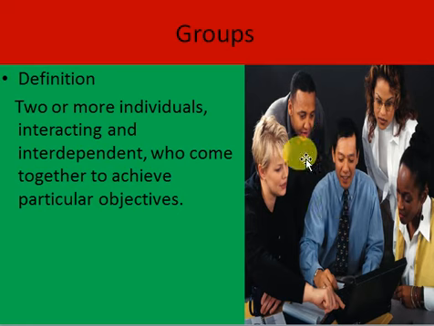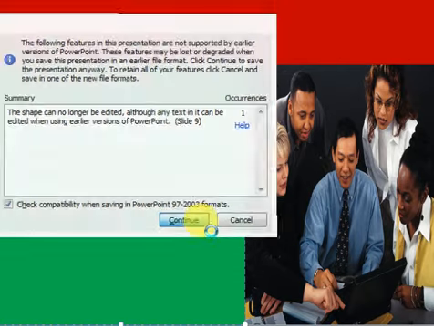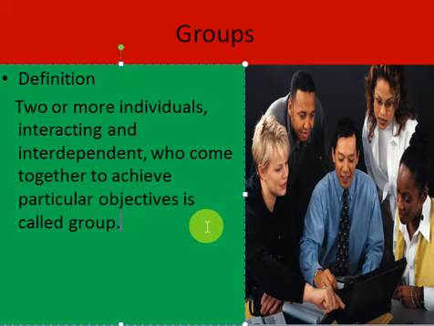Or simply, you see the picture: you can see more than one person, five persons, and they have formed a group. They might be working in the organization for attainment of a particular objective or goal that has been determined. Two or more individuals who are interacting and interdependent, and who come together to achieve a particular objective, is called a group. Things attained by an individual might be more complicated and more difficult than the things you attain by groups in the organizations. That is what we call groups.